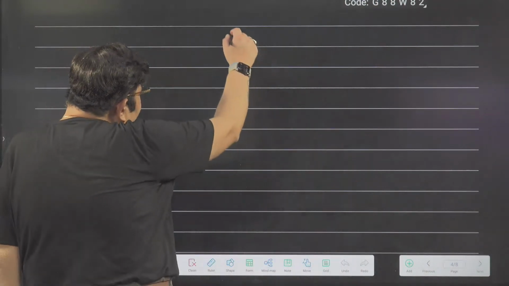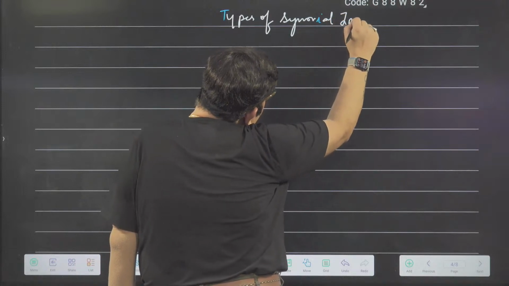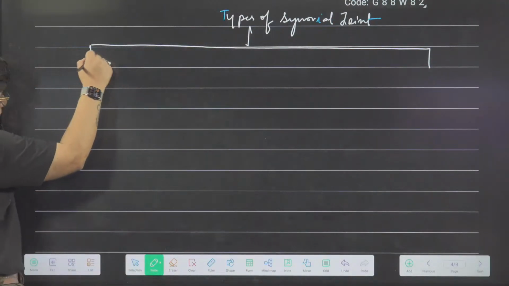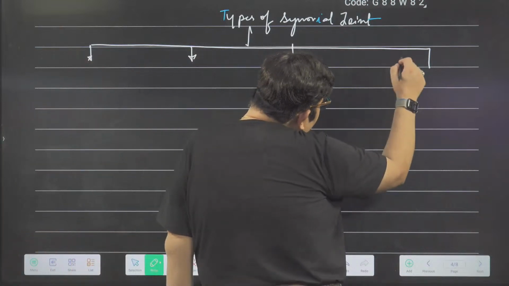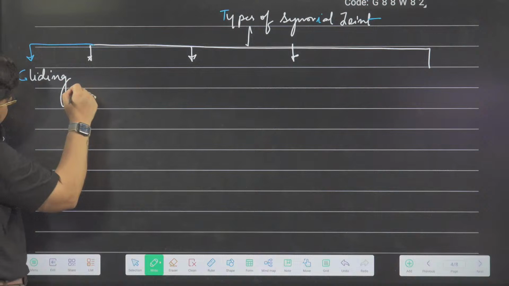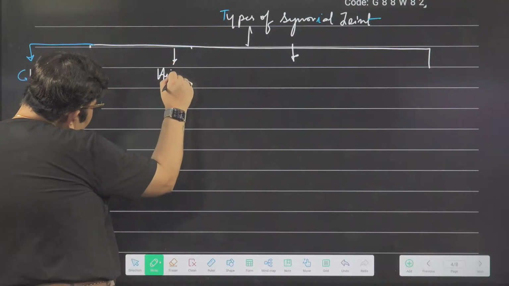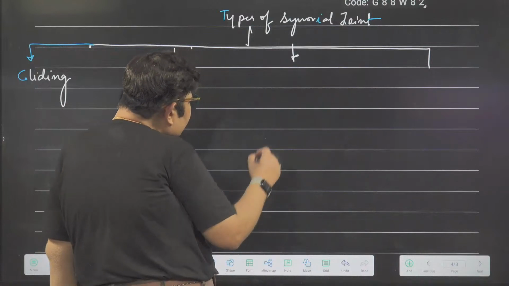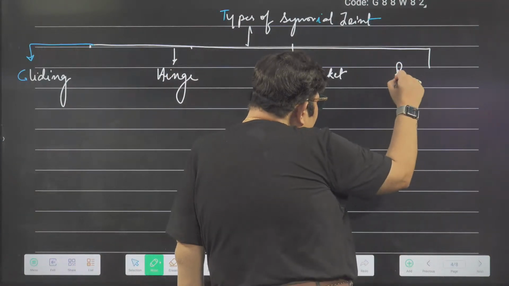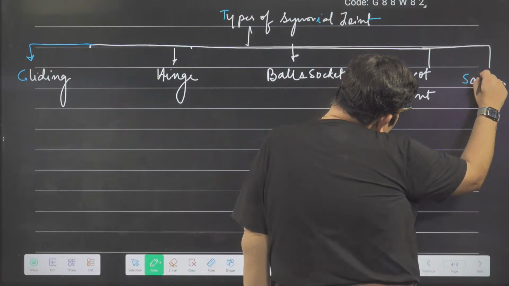My dear children, the types of synovial joint. The types of synovial joint depend upon the shape of the articular surfaces. So we can have flat surfaces, pointed surfaces, ball-like surfaces. We have 5 different types. The first type is called the gliding joint. The second type of synovial joint is known as the hinge joint. The third type is the ball and socket joint. The fourth type is called the pivot joint. And the last type of joint is called the saddle joint.